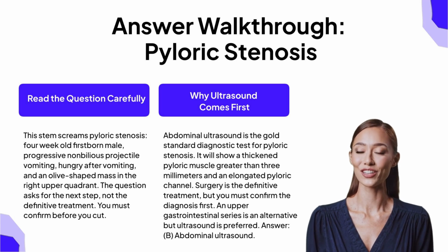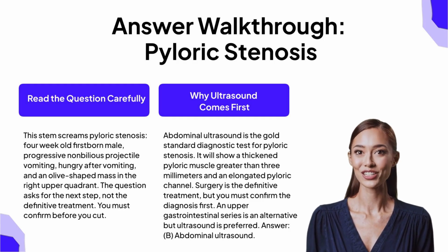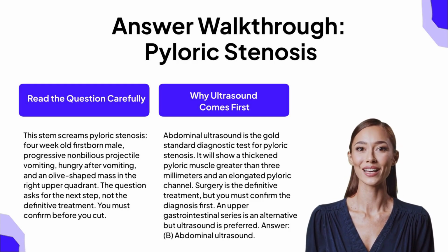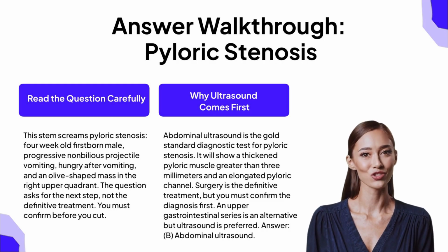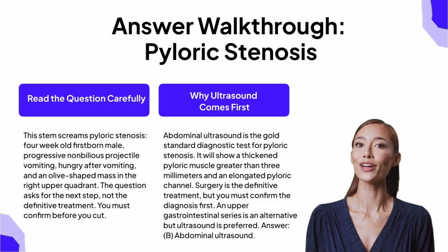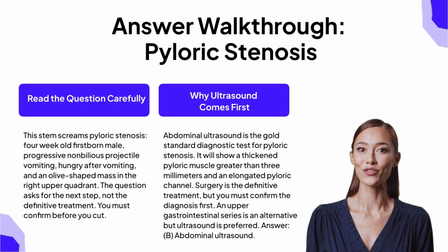Choice C, surgical pyloromyotomy, is the definitive treatment, but you would not go straight to the operating room without imaging confirmation. Choice A, an upper gastrointestinal series, can show the string sign, but ultrasound is the preferred first-line study. Choice D, switching formula, does not address the mechanical obstruction. The correct answer is B, abdominal ultrasound.